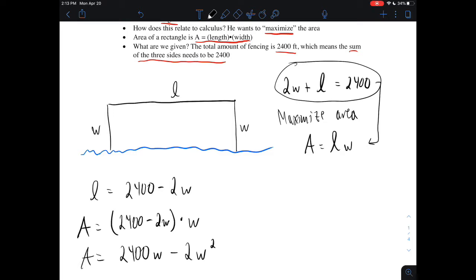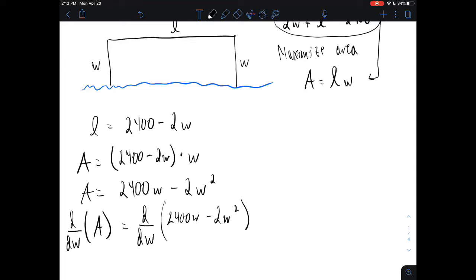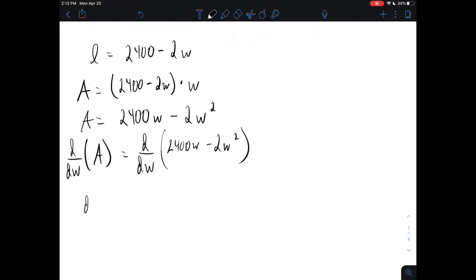So we would take the derivative with respect to width, thinking of W as our independent variable. So the derivative with respect to width of both sides, kind of like we would have done in, say, a related rates section. So this gives us the derivative of A with respect to W is equal to 2,400 minus 4W.